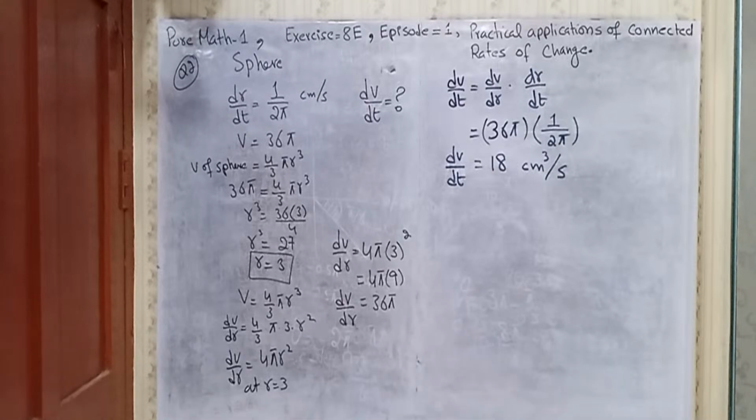Today, we are solving exercise 8E from the course book of Pure Maths 1. This is our first episode on this exercise. The topic of this exercise is the practical applications of connected rates of change. The topic of this chapter is further differentiation, which is content of Paper 1 of the Cambridge International AS and A Level Mathematics 9709. My name is Ferhan Mazher, and I'm from Sargodha, Pakistan.